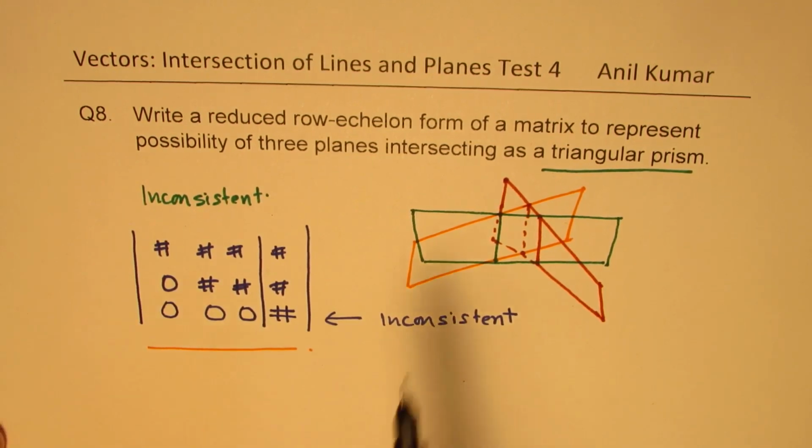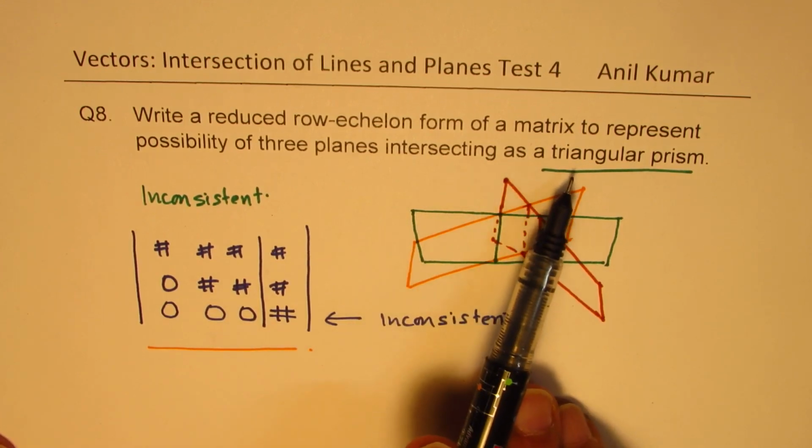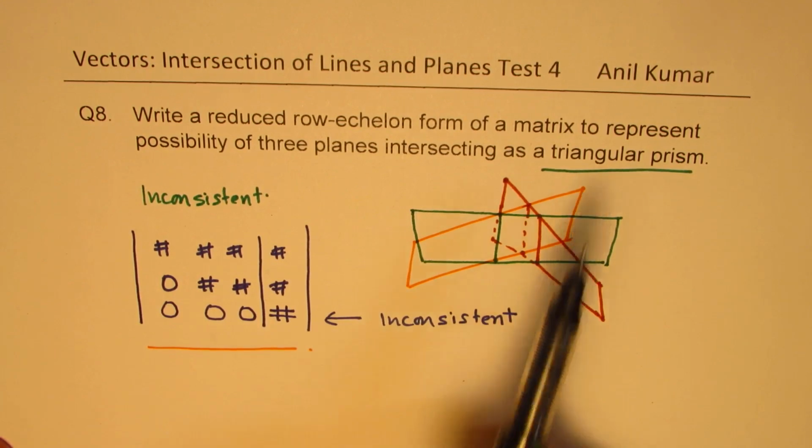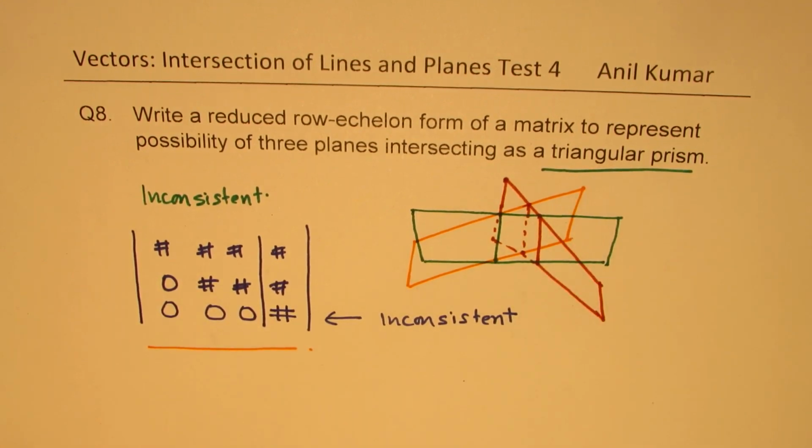In the next video, I'll take a few examples where we'll have actual values, and we'll see when we get a triangular prism, when we get a point, and when we get a line of intersection. So that will be in another video. I hope with this you understand how to solve question papers based on lines and planes.